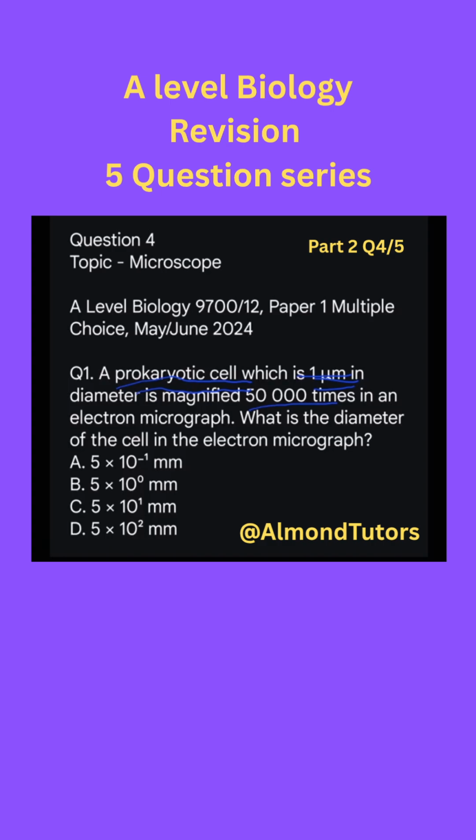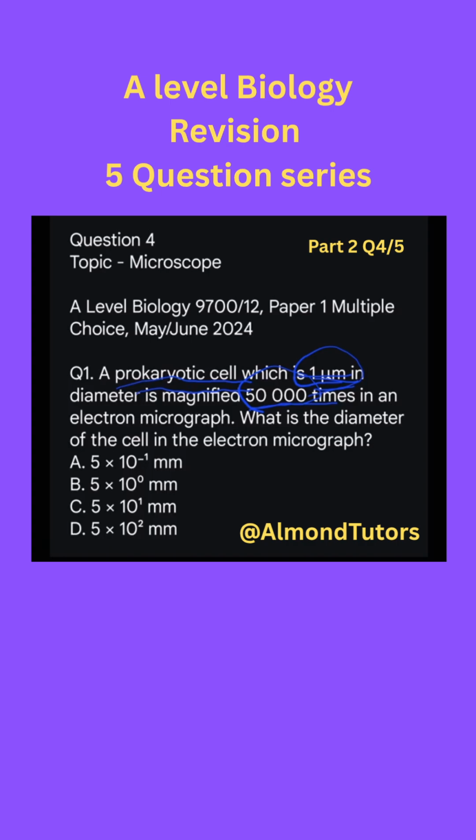So what is being asked for? They require the image distance. So you check, what have I been given? I've been given the actual size, so 1 micrometer here is the actual size, and then it is magnified. So we have the magnification given as 50,000. All right, so we have two sources of information now: I have the actual size, and I have the magnification.